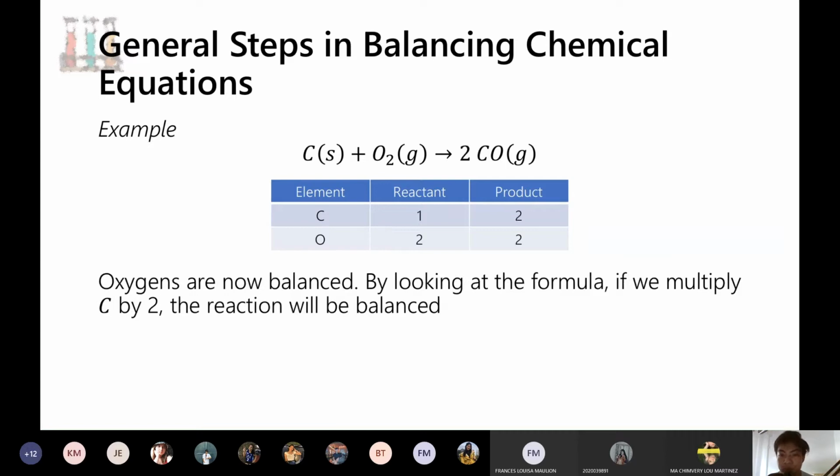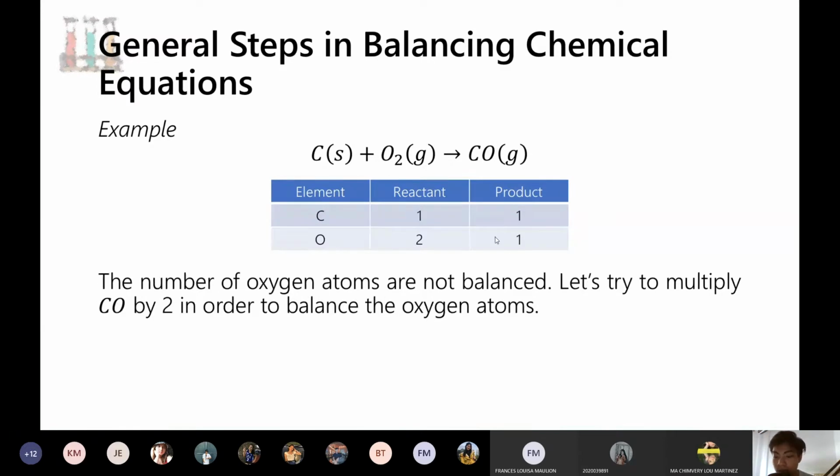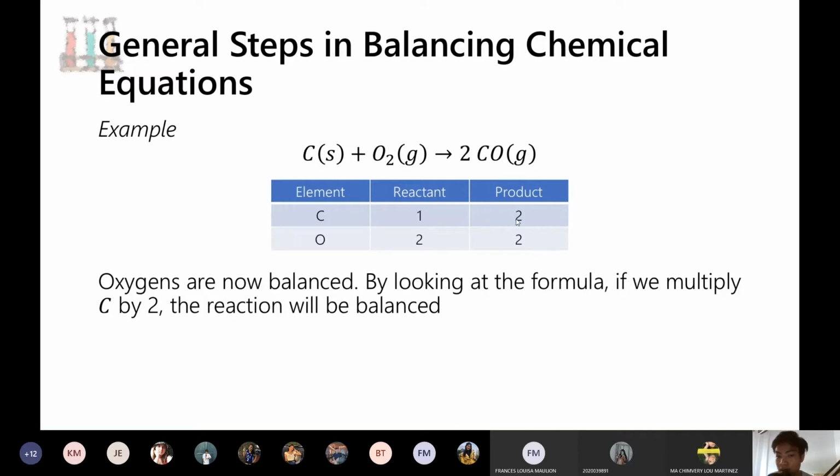So unang ginawa dyan, we balance out the oxygens first. By balancing the oxygens, ano nangyari? Diba kanina 2 and 1 yan? So what we did this time is that we balance the oxygens by introducing a coefficient to carbon monoxide. We multiplied the number of carbon monoxide by 2. So naging 2s na sila.